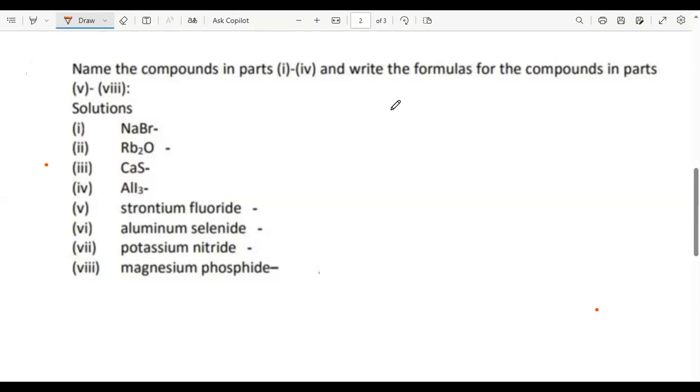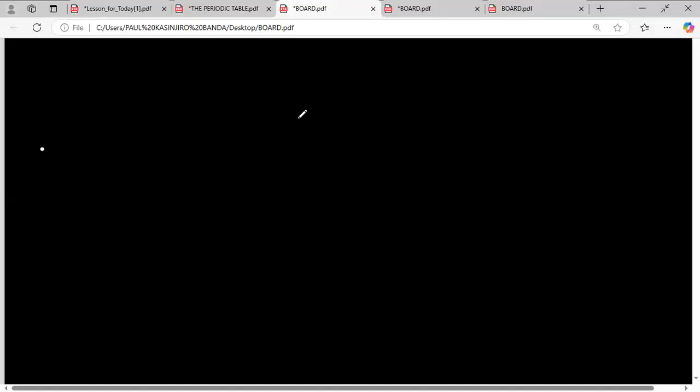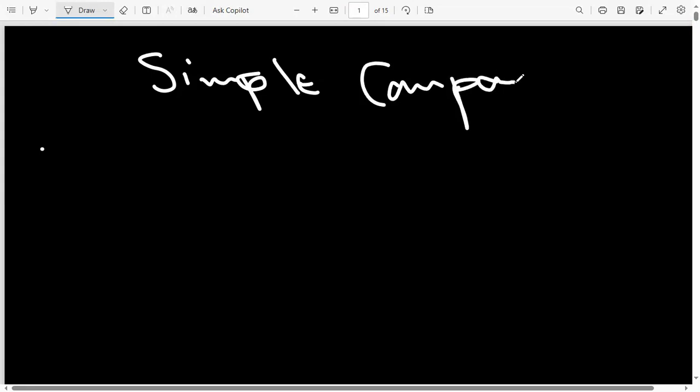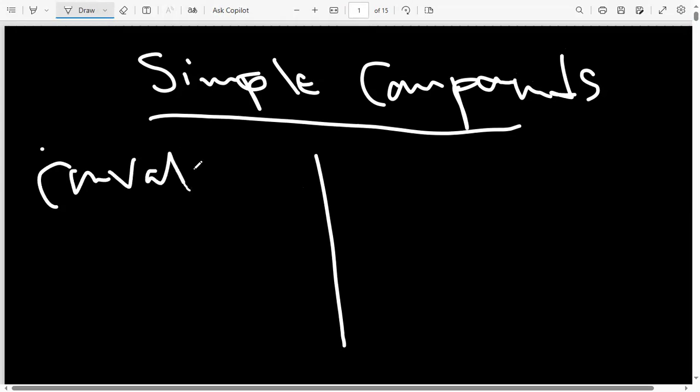So when it comes to naming simple compounds, there are two main types of compounds. Before we even name anything here, I think I need to give you this insight. So we are naming these simple compounds, and we have two types of them. The first one is what we call the covalent compounds. I know you are familiar with this word.